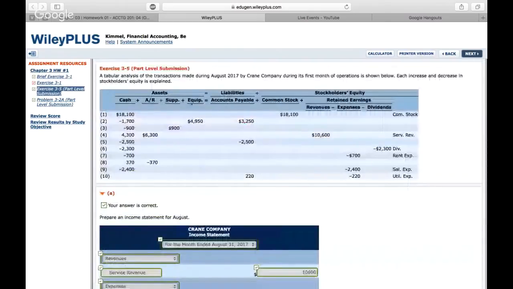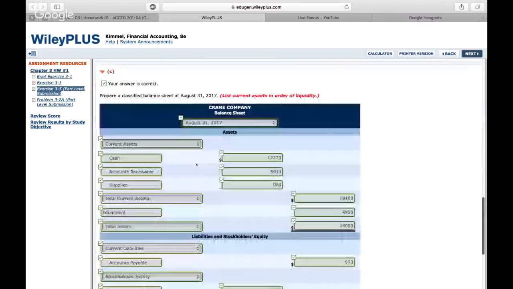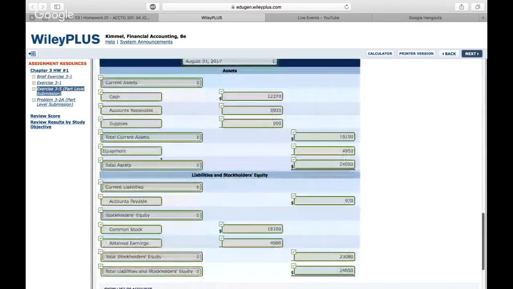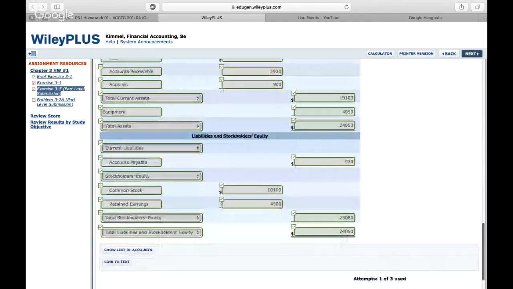You have your equipment for $4,950. And that's right here underneath the assets as well. 4,950, there's nothing else. So you scroll all the way back down. And then you total them up, your total current assets plus your equipment gives you your total assets of $24,050.